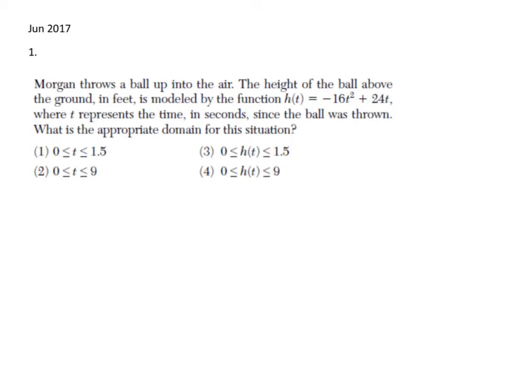Morgan throws the ball up into the air. The height of the ball above the ground in feet is modeled by the function h(t) is equal to -16t squared plus 24t, where t represents the time in seconds since the ball was thrown. What is the appropriate domain? So you see a pattern, right? So what are the possibilities for the domain? So we need domain. Domain is the time. Now anything with the time will apply.